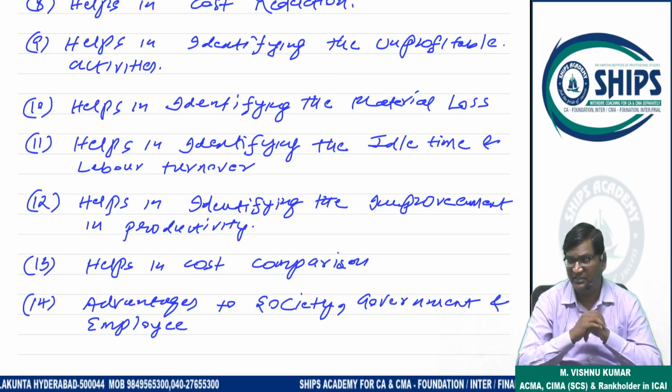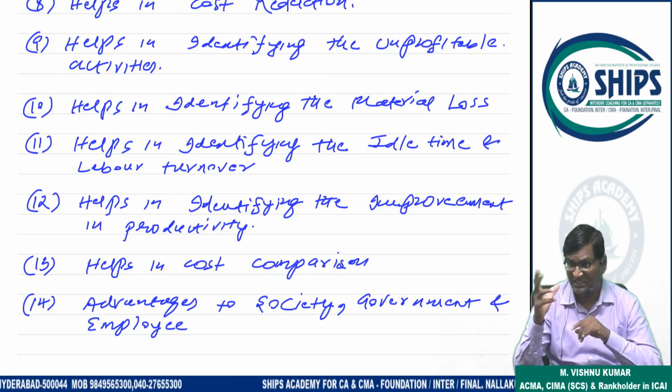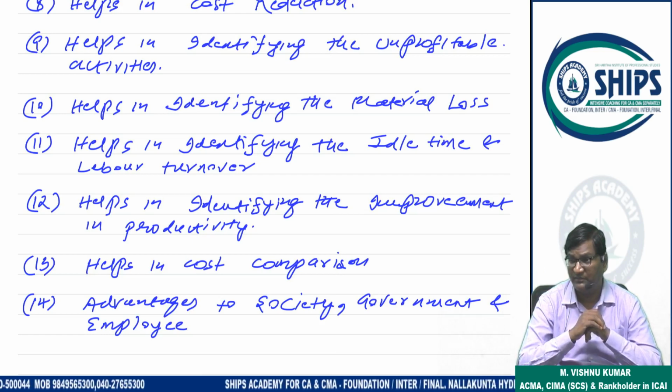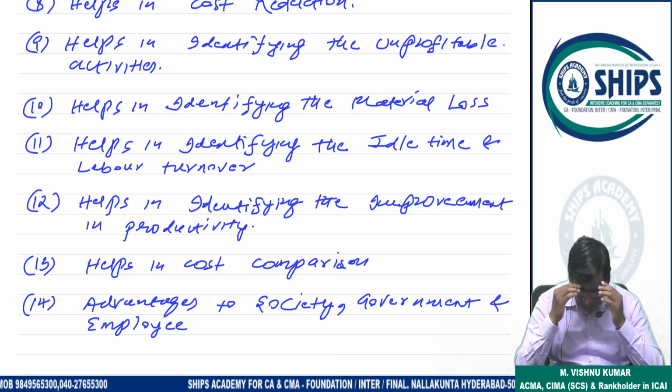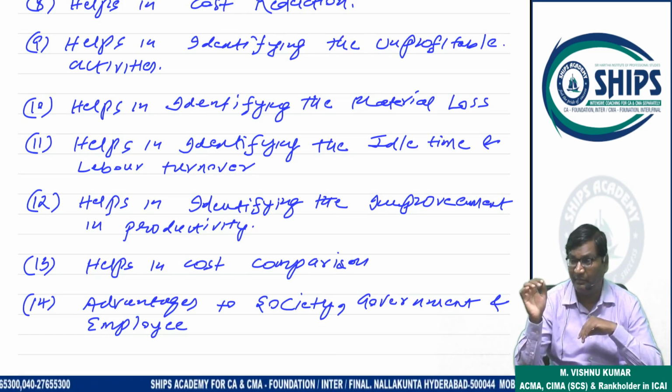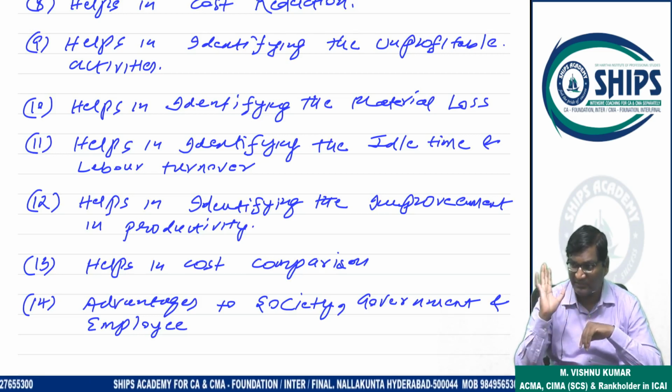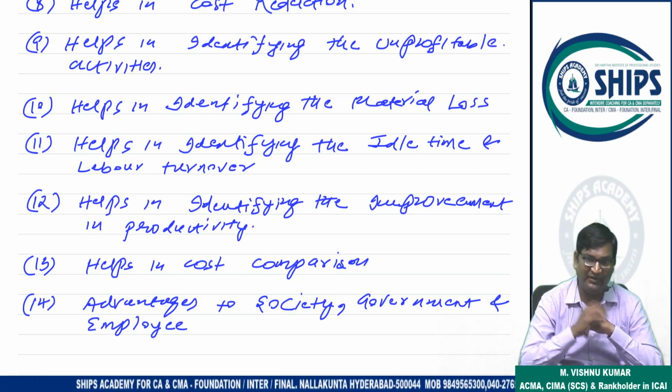So in the next class we'll discuss cost classification and limitations. Cost classification is Cost Accounting Standard number 1. So don't miss it, because standards are important from the exam point of view.